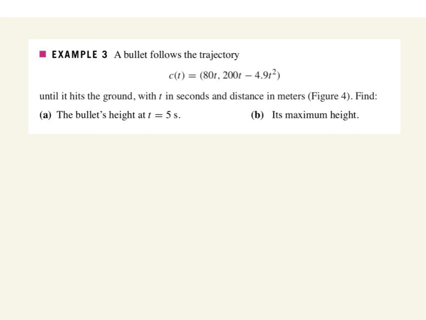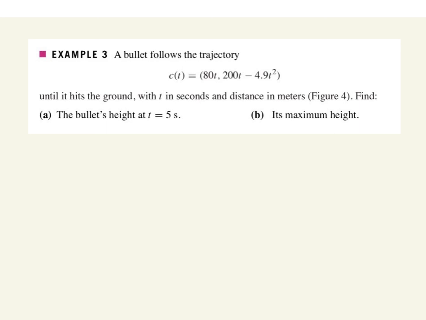So same idea here. We're given this parametric: x is 80t, y is 200t minus 4.9t squared. Essentially, the x is talking about across the x-axis, and that typically would be our time for a problem like this, and our y is our height. So the bullet follows that trajectory until it hits the ground. T is in seconds and distance is in meters.